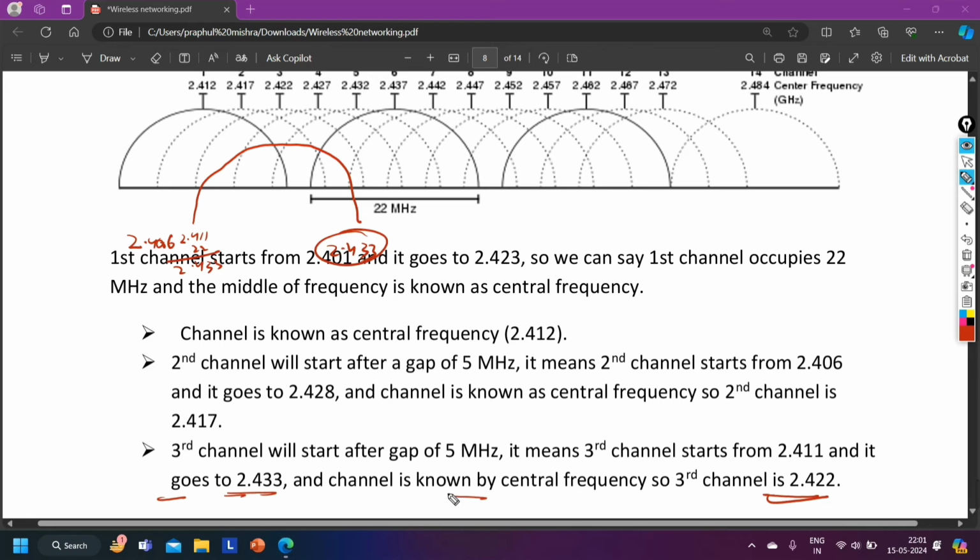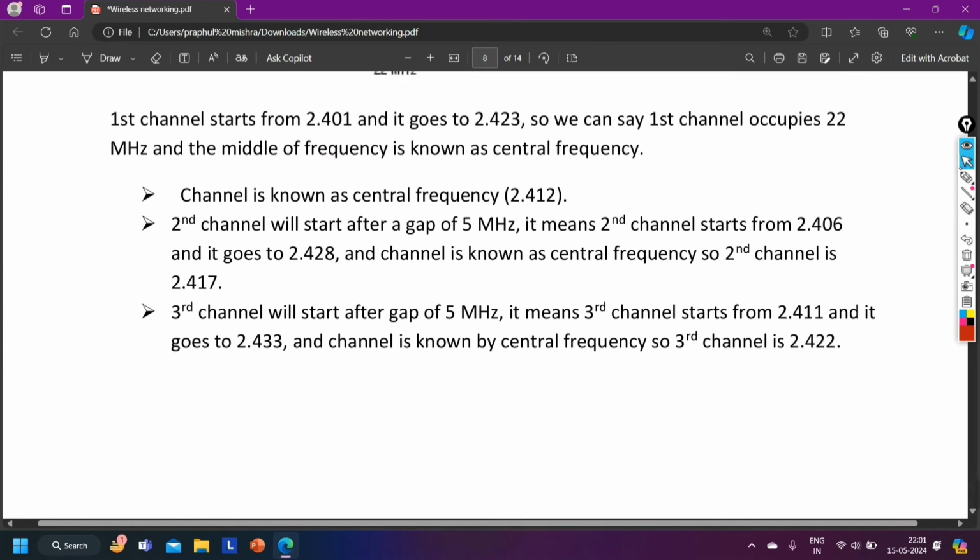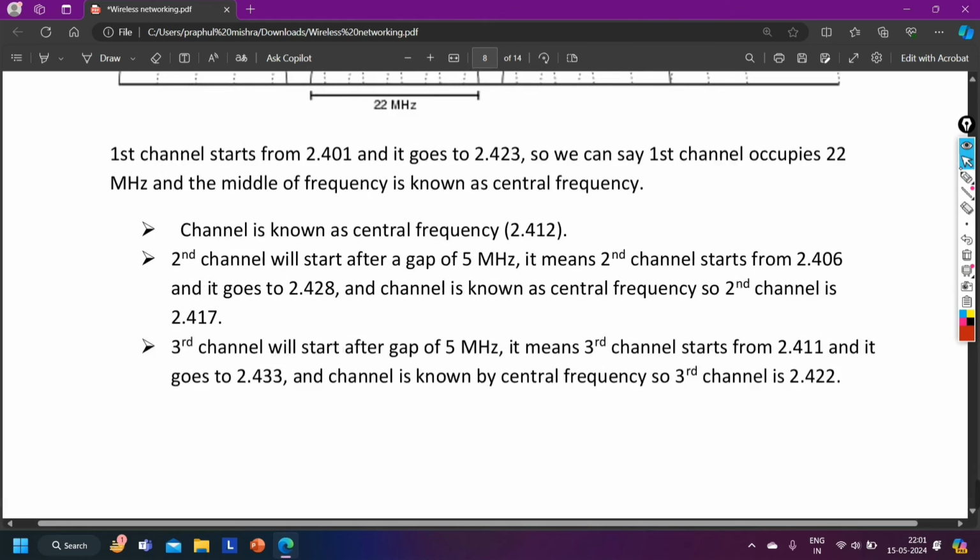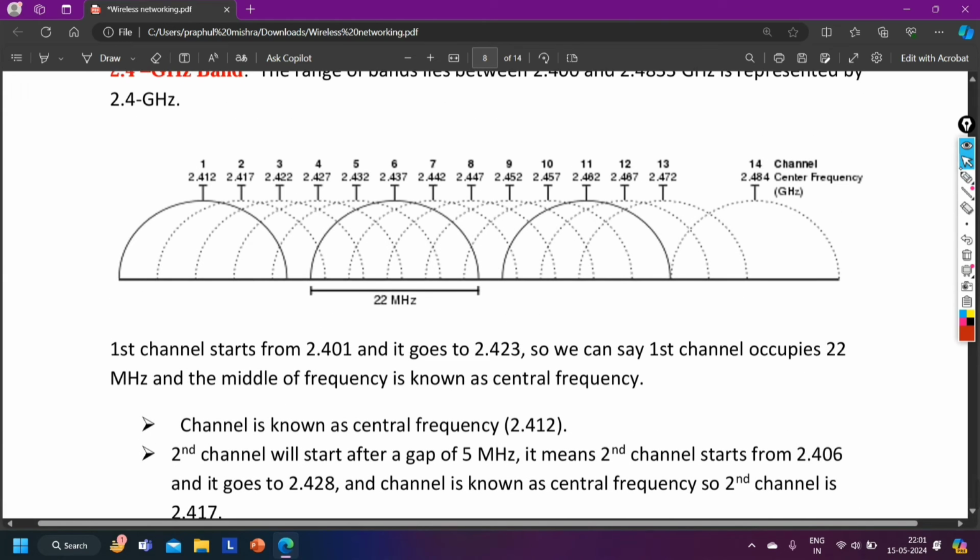And a channel is known by its central frequency. So the third channel is going to be what? 2.422, right? So the central frequency over here is 2.422, this one. This is the frequency for channel number 3. In the same way you can calculate channel number 4, 5, 6, 7, 8, like that. Okay, so hope, guys, now this diagram is clear.